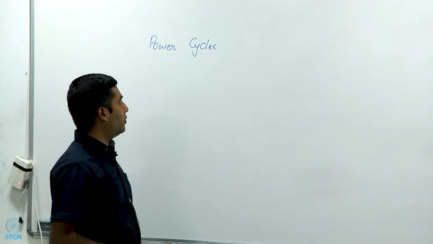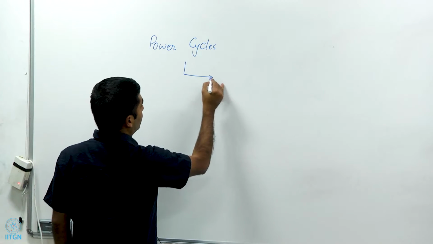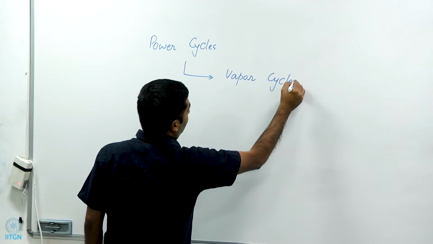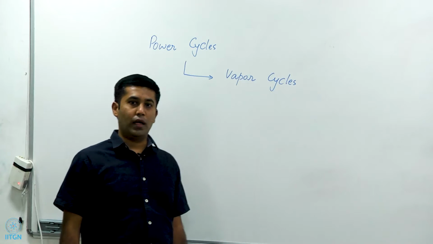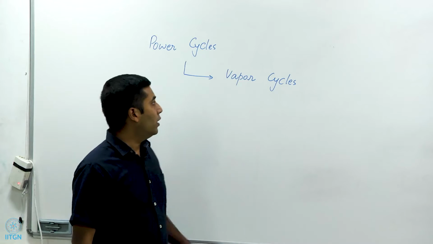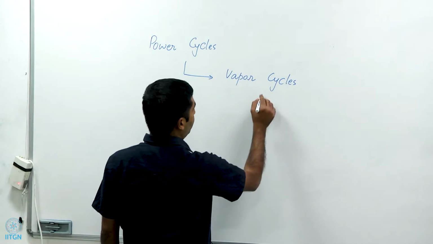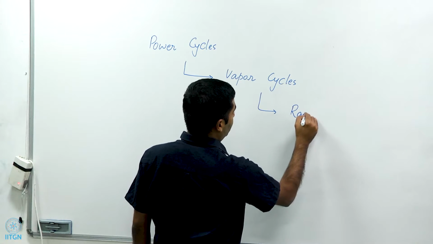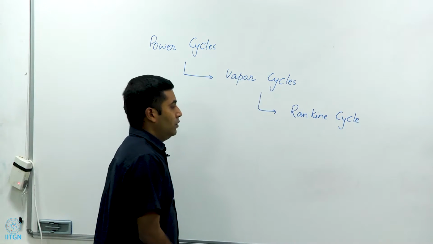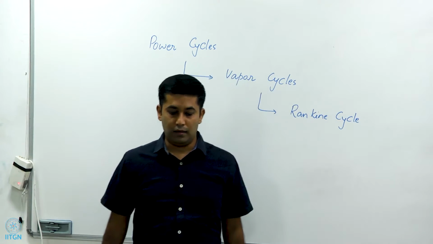So this comes under the broad umbrella of power cycles, and one of the types of power cycles is to use a vapor. As I said, we will also look at gas turbines, which do not use vapors but which use gases instead. So one of the ways of doing power cycles is through vapor cycles, and one of the vapor cycles is the Rankine cycle. So we will take a look at the process that is used in a Rankine cycle in a short while.